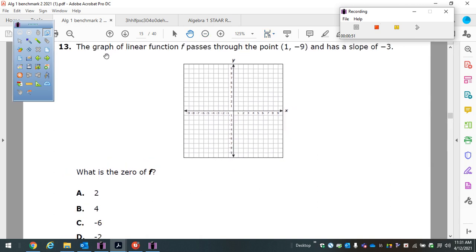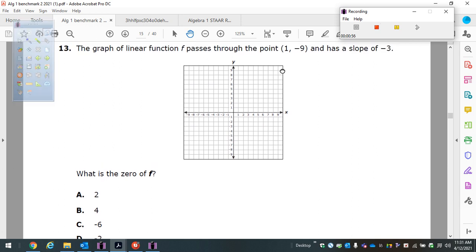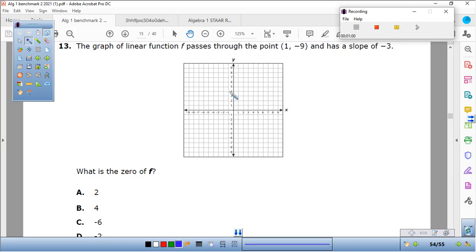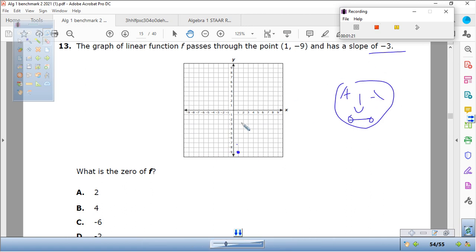Okay. The graph of a linear function passes through the point (1, -9) and has a slope of -3. So 1, -9: 1, 2, 3, 4, 5, 6, 7, 8, 9, right here. And the slope of -3. Remember the slopes: positive, negative, undefined, 0. Okay, so I'm going to go with this slope of -3.